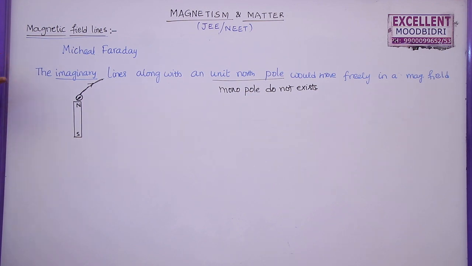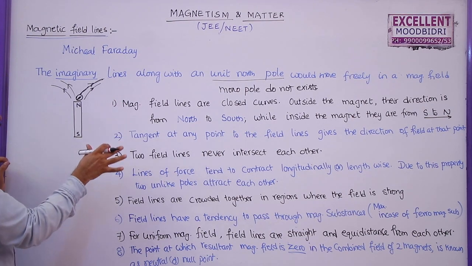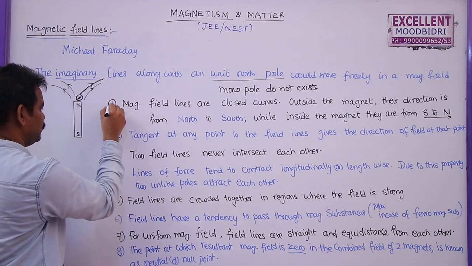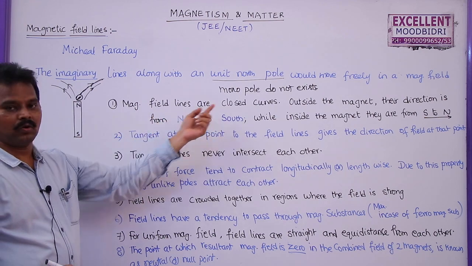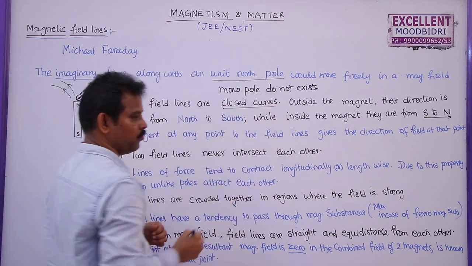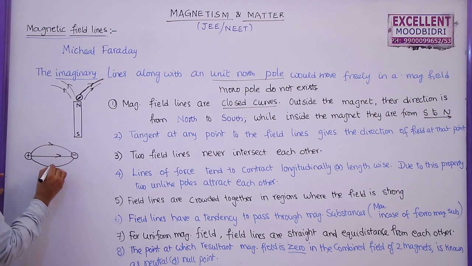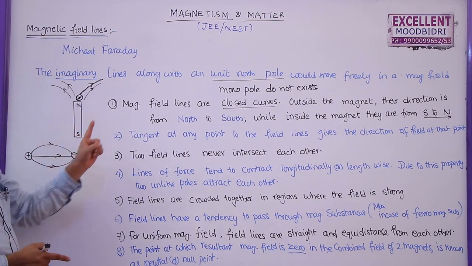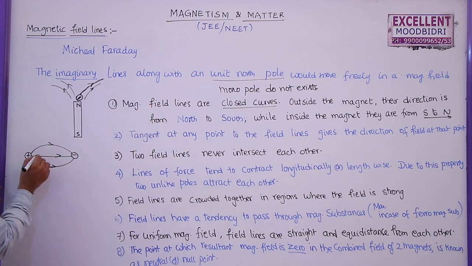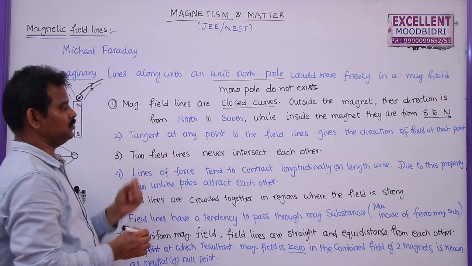So what are the properties of magnetic field lines? You take the first one. Magnetic field lines are closed curves, whereas electric field lines are open curves. Why? Because in an electric field, if it is the positive charge, if it is the negative charge, the field line starts from the positive charge and ends on the negative charge, like this. But here, these are not open loops. Electric field lines are open loops, whereas magnetic field lines are closed loops.